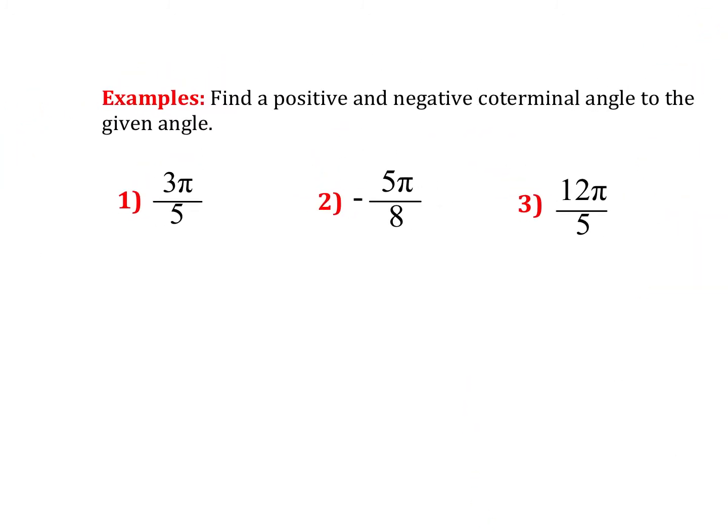All right. Let's get some coterminals. For number 1, we're going to add or subtract 2 pi, but we need to be strategic how we write it. I'm not going to call it 2 pi. I'm actually going to call it 10 pi over 5 because I want my denominator to match right there. So we're going to have 3 pi plus 10. That's 13 pi over 5.